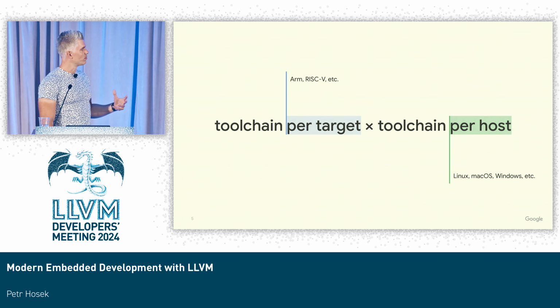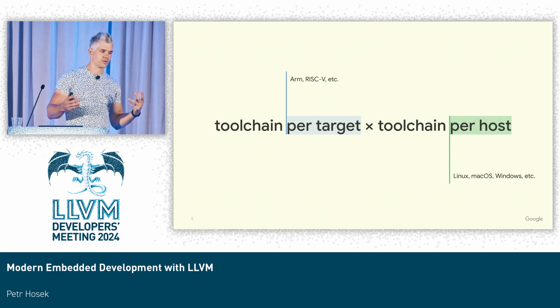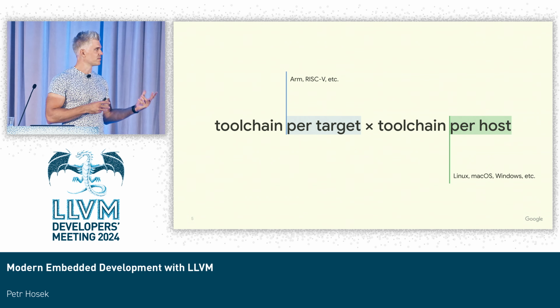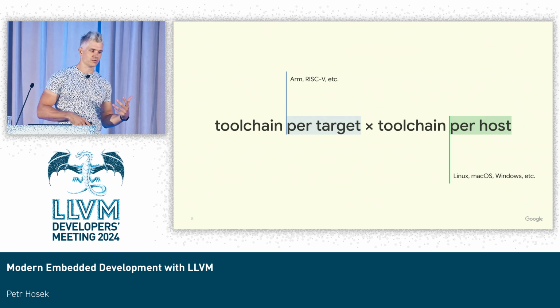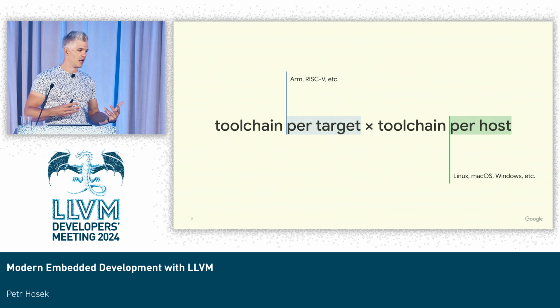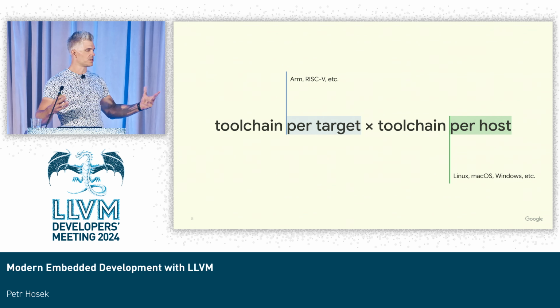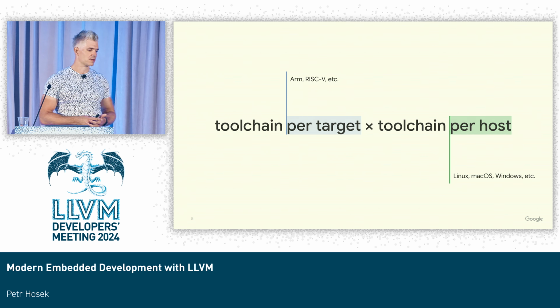We actually see more and more products combining cores with different ISAs, like ARM and RISC-V is pretty common. We also see developers doing development on different hosts: Linux, Mac, Windows. And so if you really need to come up with a set of toolchains that works across all of these, it can be a really daunting task.